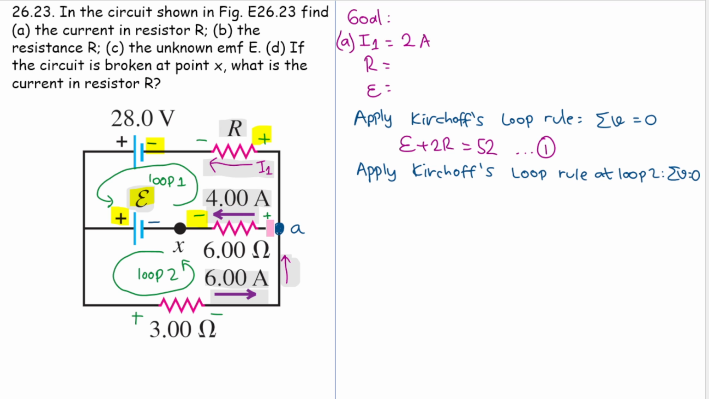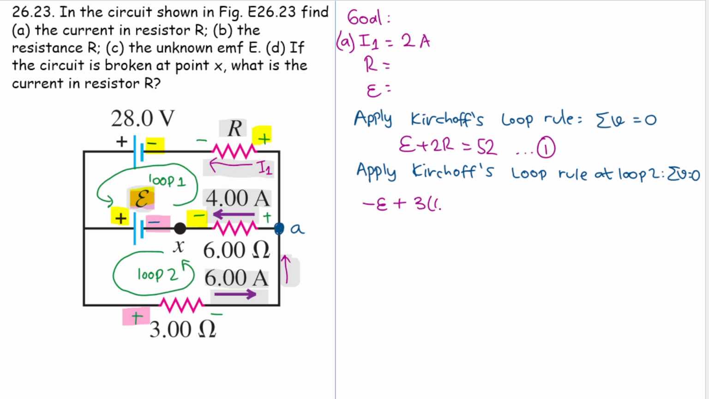Let's use another highlighter. Loop 2 here goes counterclockwise. Let's start from this battery here, and it enters from the negative terminal, so I will have a negative sign, and the value is E. We have not known E yet, so this value is E. Then let's move to another component. We have this 3 ohm resistor, and the loop enters from the positive terminal, so I will have a plus sign here. And what is the voltage? Remember, we have the resistance multiplied by the current, so 3 multiplied by 6.